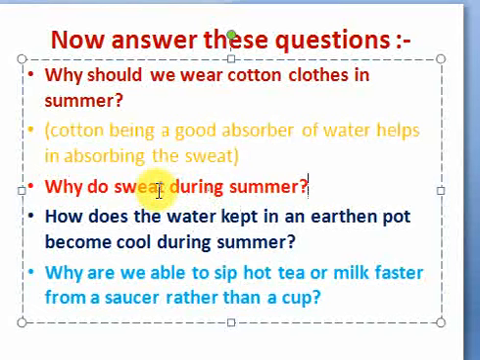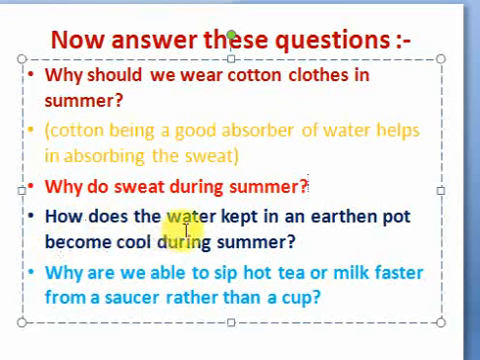So when we sweat, the water comes to the outer surface of the skin. For evaporation, this water absorbs heat from the body. What happens then? The body temperature decreases. So generally, as soon as we sweat, the body temperature decreases.